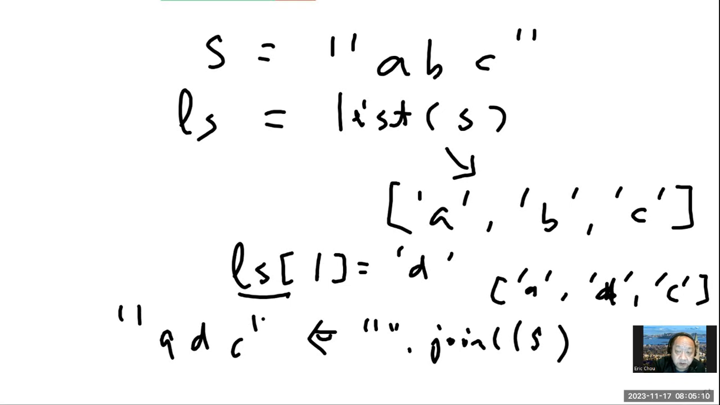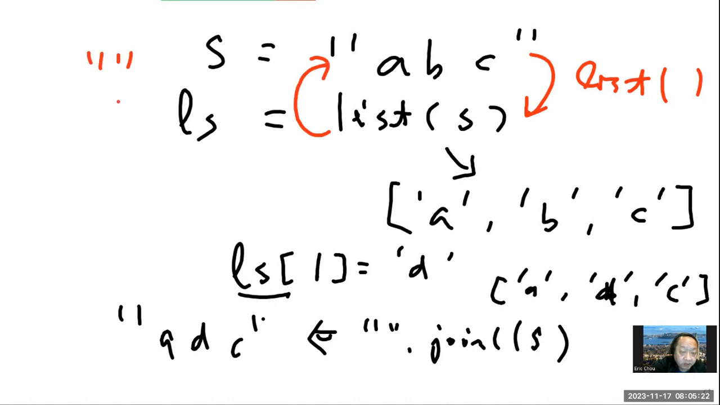So a string is converted to a list using the list function. A list is converted back to a string by using the empty string as a separator and joining the list. So this tells you the conversion of the data types.